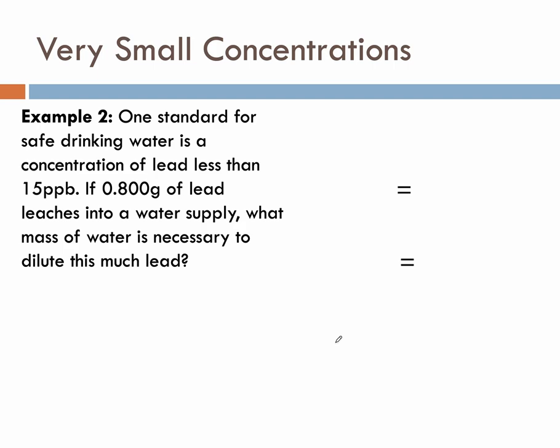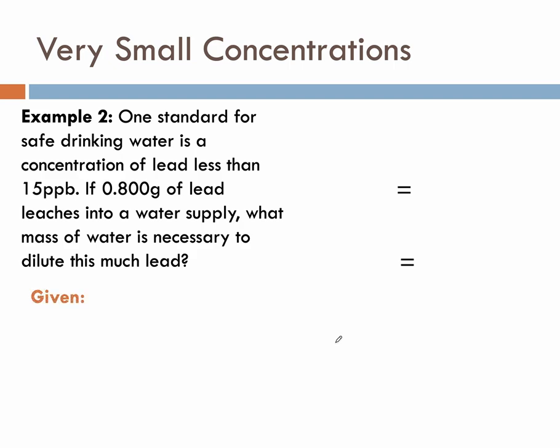So let's say you have 0.800 grams of lead that you accidentally leach into your water supply. How much water then do you need to have to dilute that little tiny bit of lead? 0.8 grams is not very much. We're going to find out that because the concentration of lead in drinking water needs to be so low in order to be safe, we actually need a ton of water to dilute just a tiny, tiny bit of lead in order to make it within what's considered a safe range.